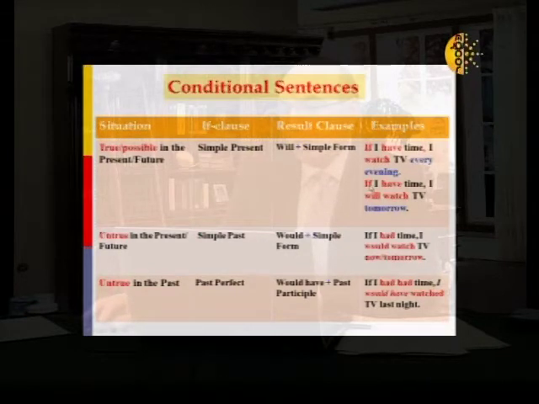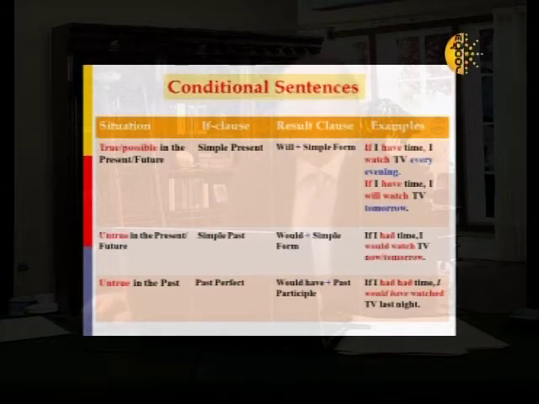Here is an example. If I have time, I will watch TV tomorrow. That's a possible situation. If the situation is possible, then you can just do that. For example, you can change I to somebody else. If my brother has time, he will watch TV tomorrow. If my sister has time, she will go shopping, for example. Everything is possible in the future. So if it's a future possible situation, I cannot say everything, but most of the things.